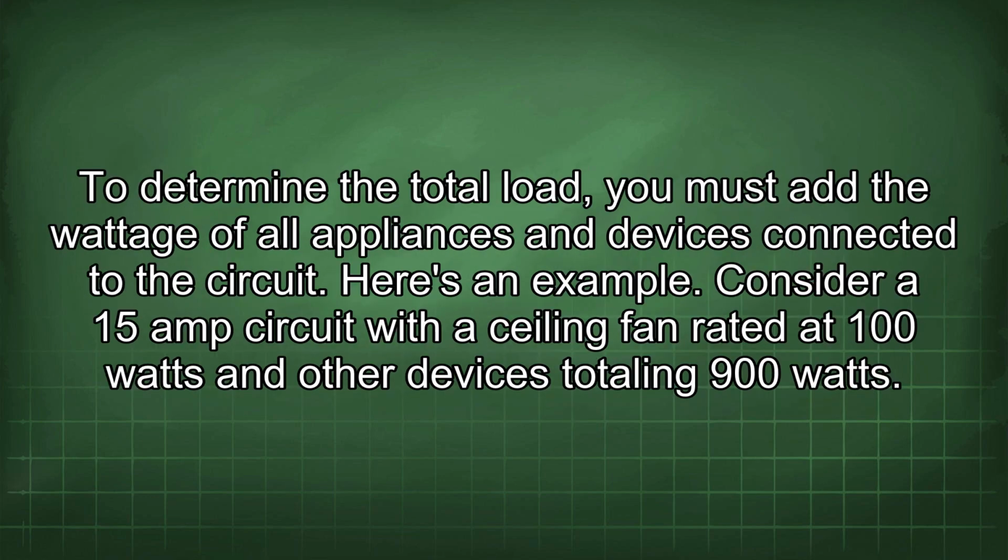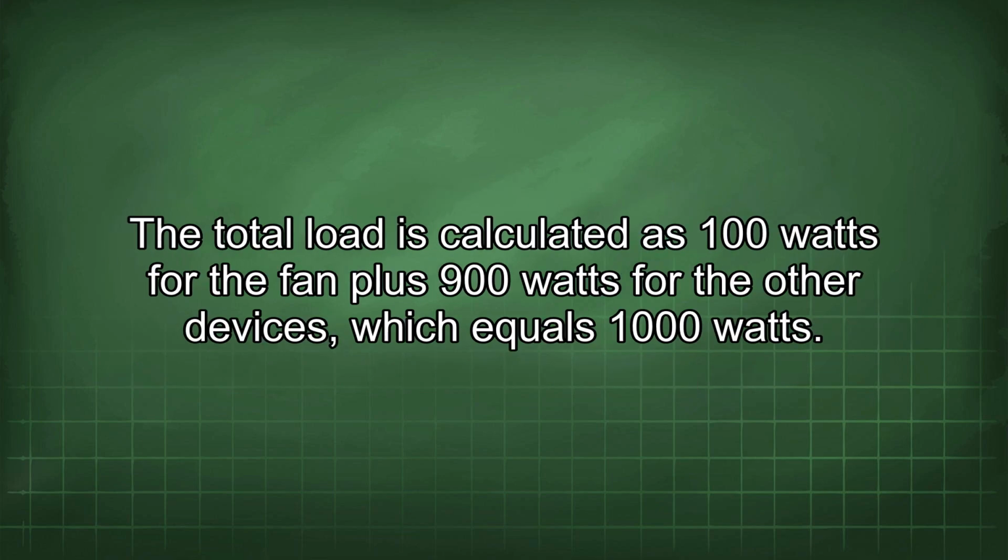To determine the total load, you must add the wattage of all appliances and devices connected to the circuit. Here is an example. Consider a 15 amp circuit with a ceiling fan rated at 100 watts and other devices totaling 900 watts. The total load is calculated as 100 watts for the fan plus 900 watts for the other devices, which equals 1000 watts.